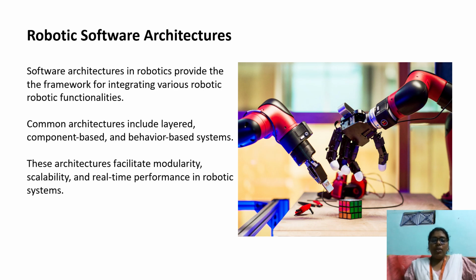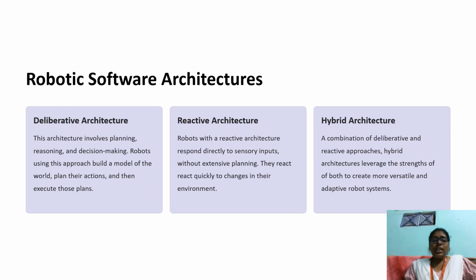It will perform in a real-time performance. It will be based on the applications and the robotic functionalities, and it works in real time only. So we can see the software has three types of architectures: deliberative architecture, reactive architecture, and hybrid architecture.